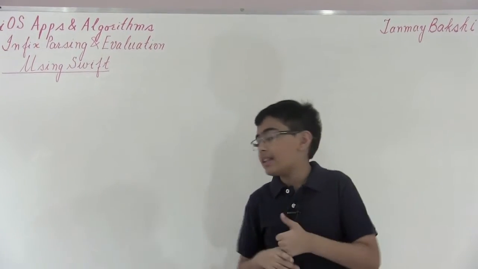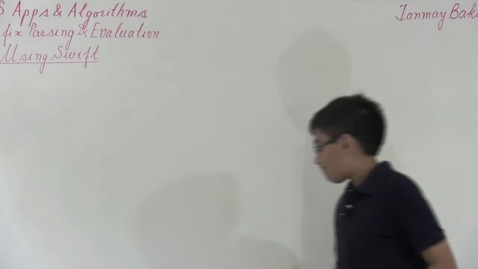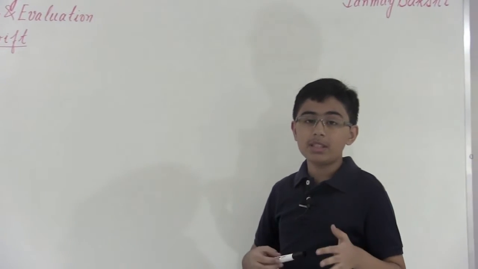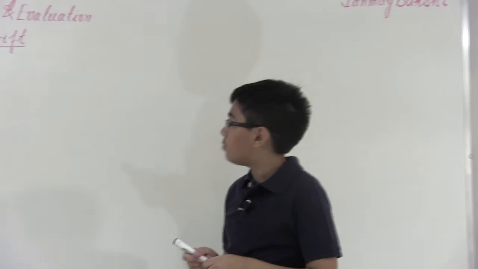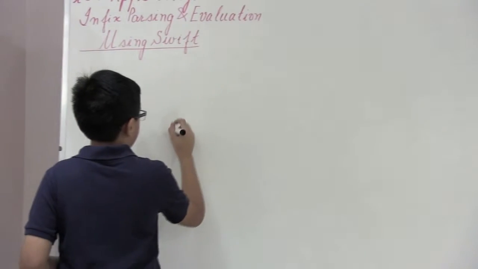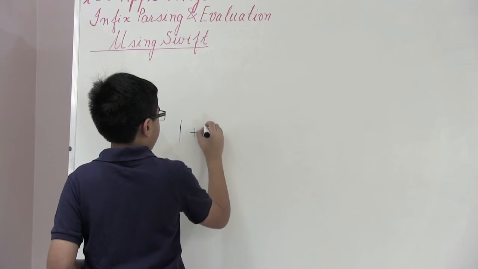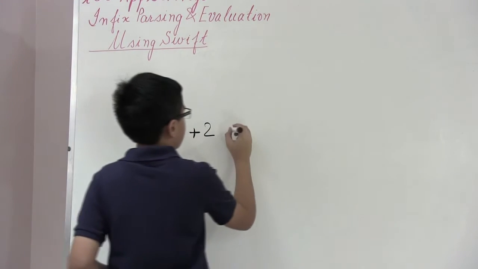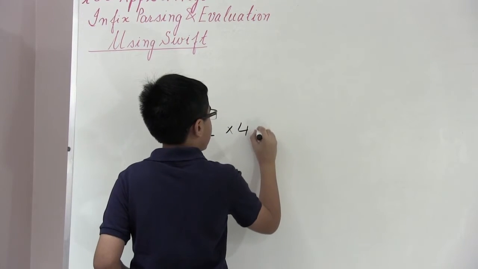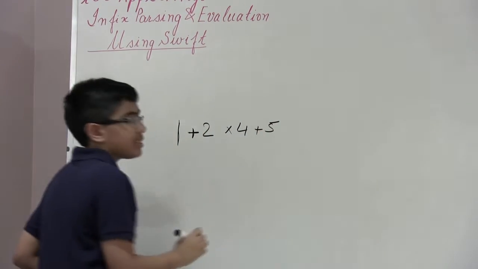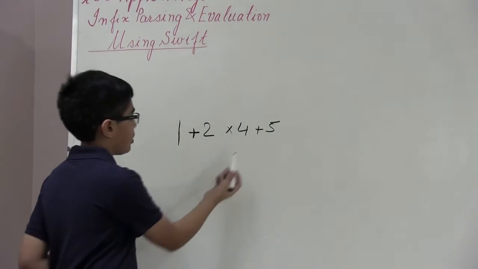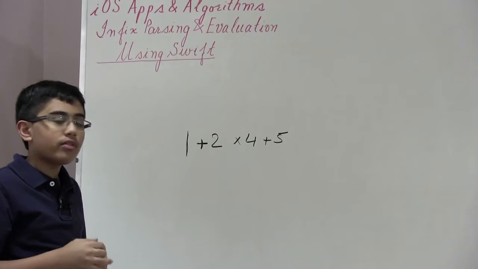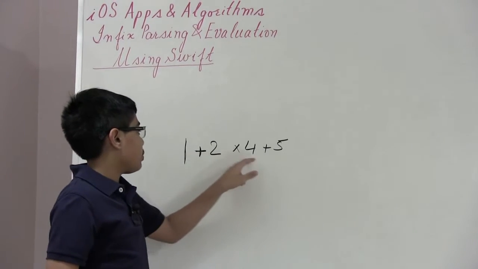First thing I'm going to do is take some sort of random expression, maybe something like 1 plus 2 times 4 plus 5. Now this is a pretty interesting equation. The reason I didn't just put 3 here is because 1 plus 2 is 3 anyway, so it's more informative if we do it this way.